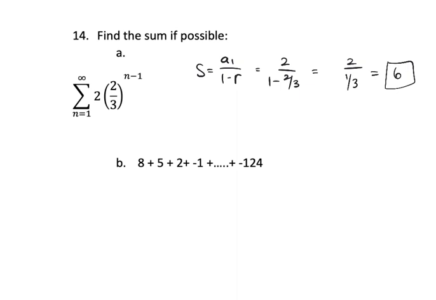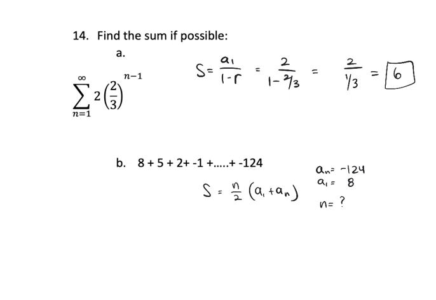For part B, we're adding terms together: 8, 5, 2, negative 1. We're going down by 3 every time, so this is arithmetic. So the partial sum of an arithmetic sequence: we know the last term is negative 124, and we know the first term is 8, but what we don't know is n, how many terms are in between. This could be the 20th term, the 40th term, we just don't know yet.